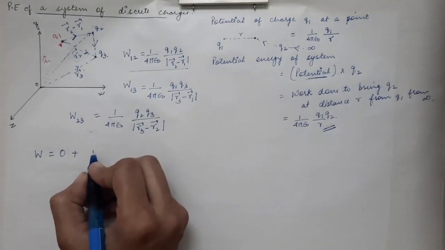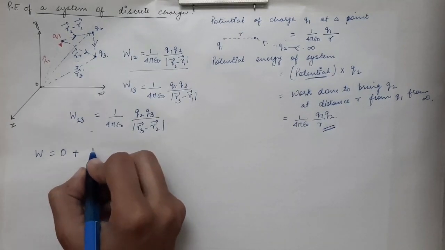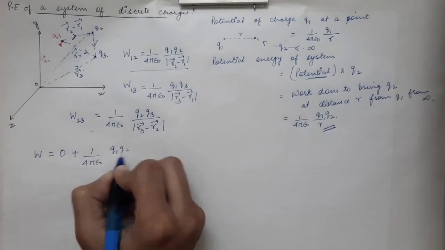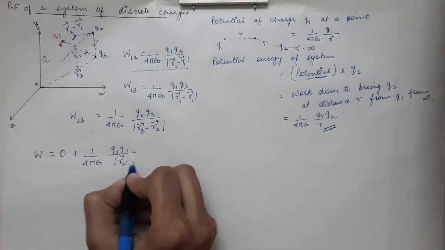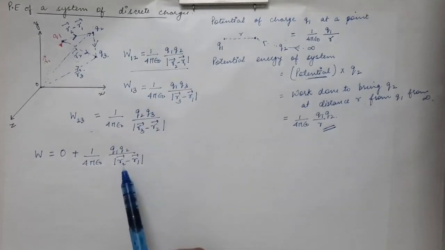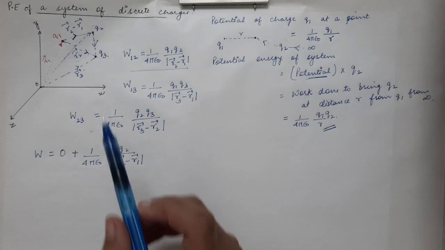So the amount of work done in setting up the second charge will be equal to 1 by 4 pi epsilon naught Q1 into Q2 divided by R2 vector minus R1 vector. So this is the work done when you are placing the second charge.